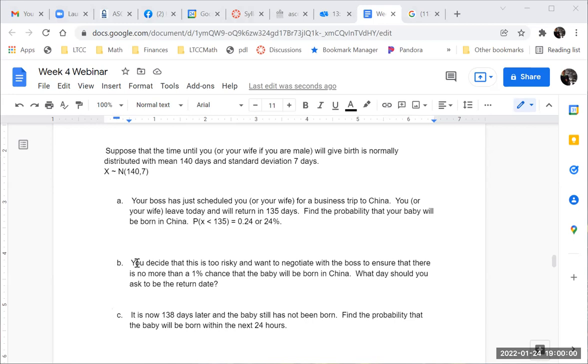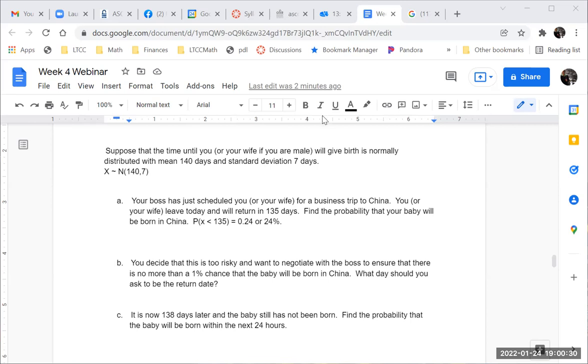So here's B. Okay, you decide it's too risky. Got it? And you want to negotiate with your boss. And you want to ensure that there's no more than a 1% chance, because that sounds more reasonable, doesn't it? There's no more than a 1% chance that the baby will be born in China. What day should you ask to be the return date? Any questions on the question?